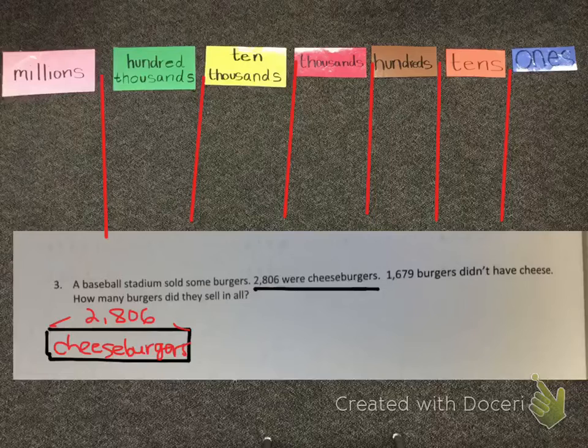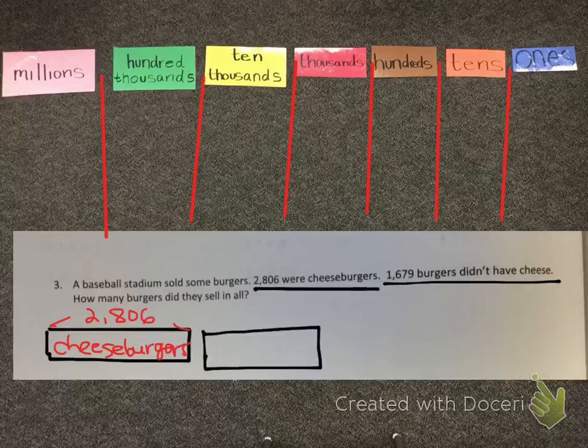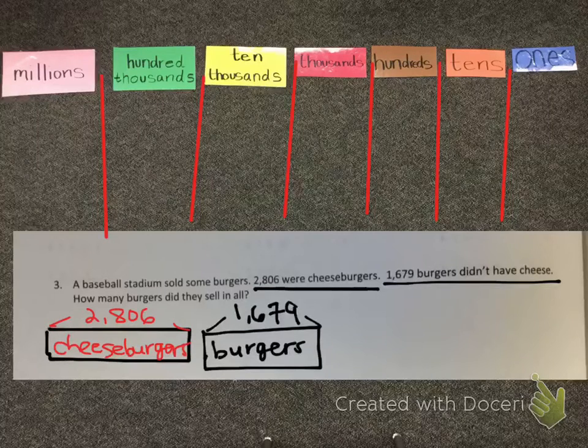Excellent. And then they had 1,679 burgers that didn't have cheese. Okay. And so we had some that were just burgers. And those were 1,679. Perfect. Cool. So those are my two tape diagrams with the data. And how many burgers did they sell in all?